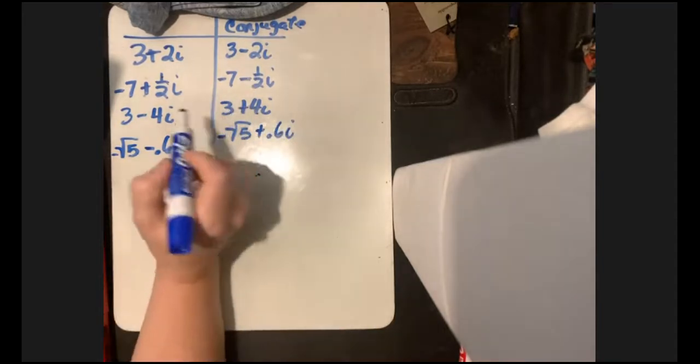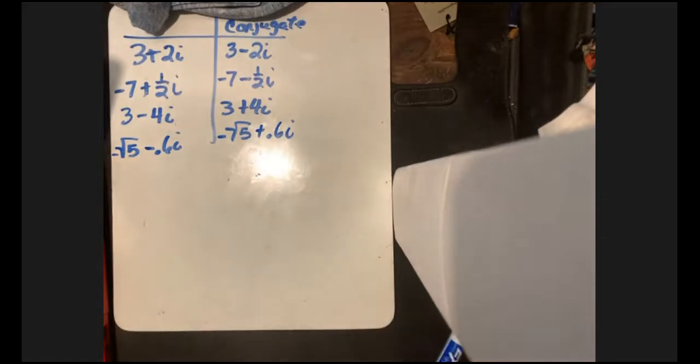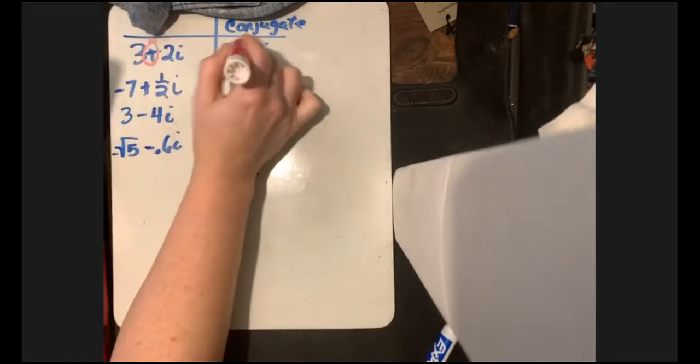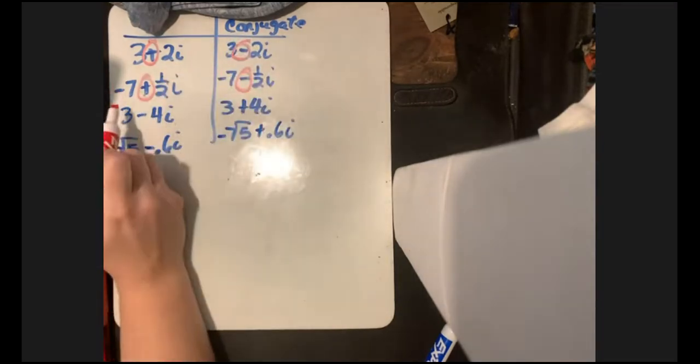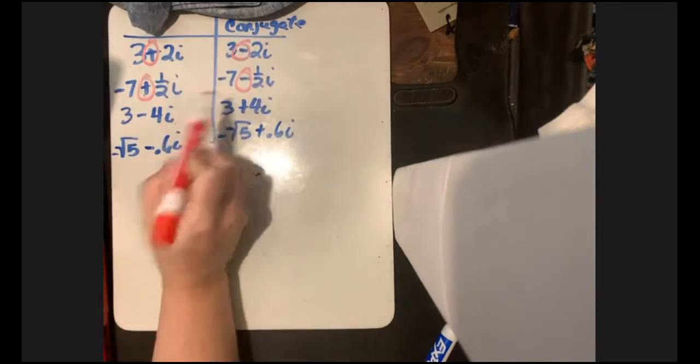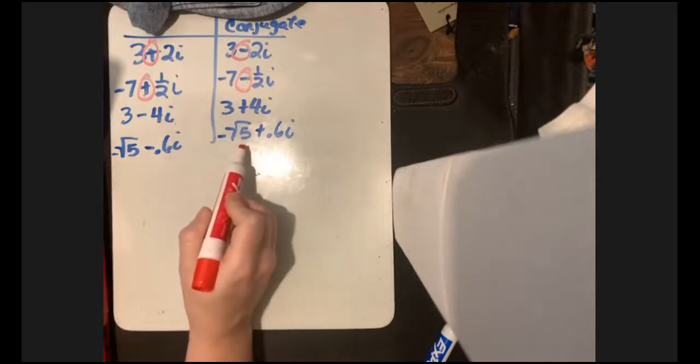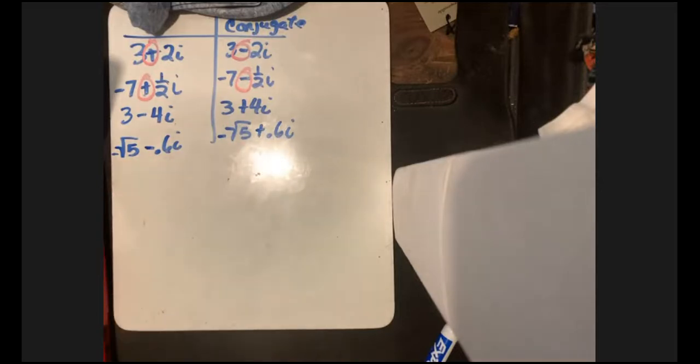The thing to note here is the only thing that is changing is this sign in the middle, okay? Notice here that the negative 7 still stays a negative 7, the negative square root of 5 still stayed a negative square root of 5. Everything else maintains the same.